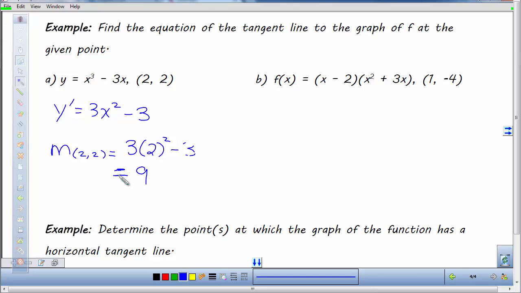Yes, absolutely. Well, this one is cubic. But yes, no matter what the function is, the interpretation of the derivative is that it gives us the slope of the tangent line. So yes. All right. So we do y minus 2 equals 9 times x minus 2. Okay, or 9x minus 18. Okay, and that's going to be plus 2. Or y equals 9x minus 16.